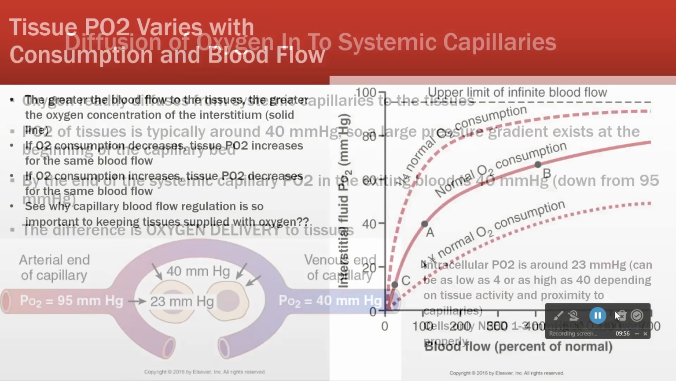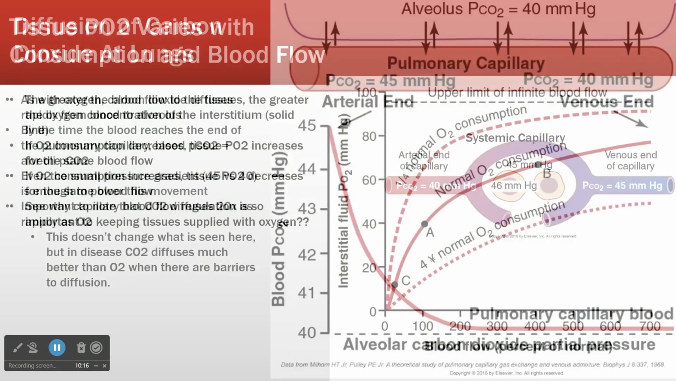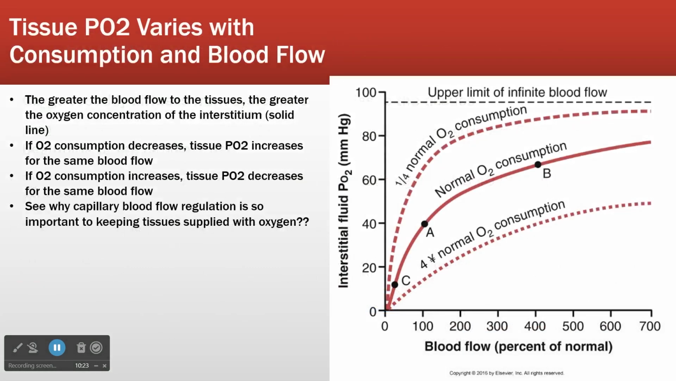Come back here. My always pesky thing I have to move around all the time. All right, so here we have blood flow, in multiple percents, so this is double, triple, quadruple, and so on. Here we have our interstitial fluid PO2. That is equivalent to this, right? The interstitial fluid PO2.